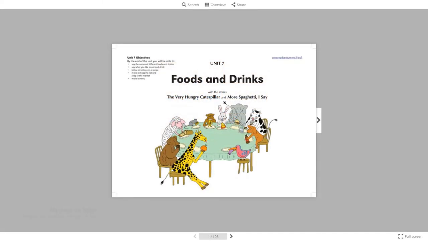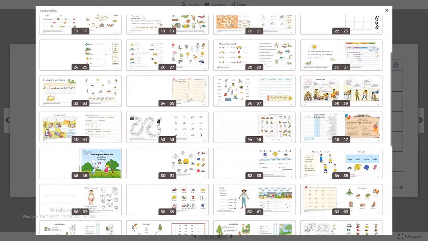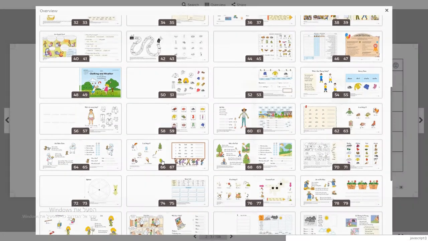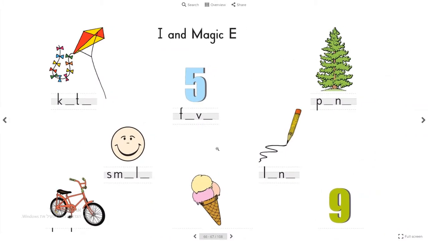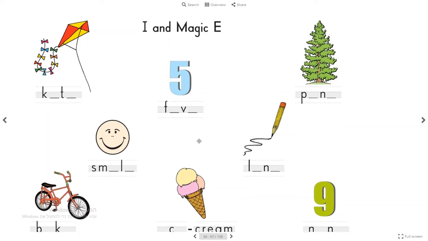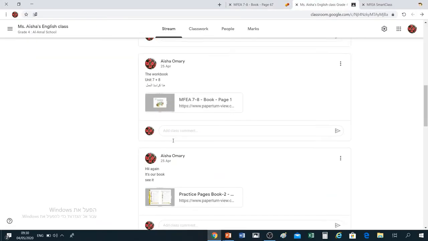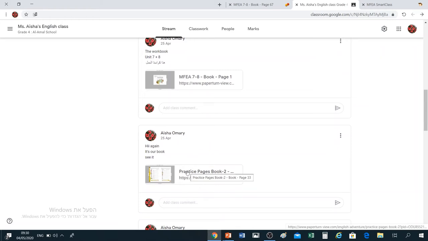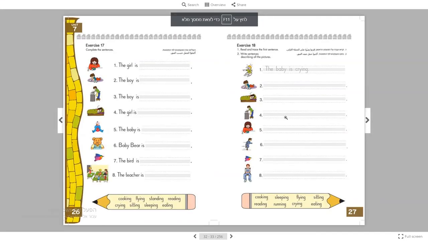can you see it? So here you can find your workbook. And we have page 66, so we will go over there. It's here. Can you see it? Okay, here it is. This is page 66. This is the exercise we have done. Okay, if we go back, you can see here also the practice pages, your book.